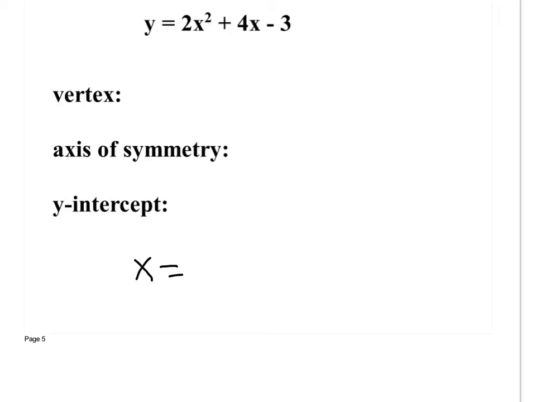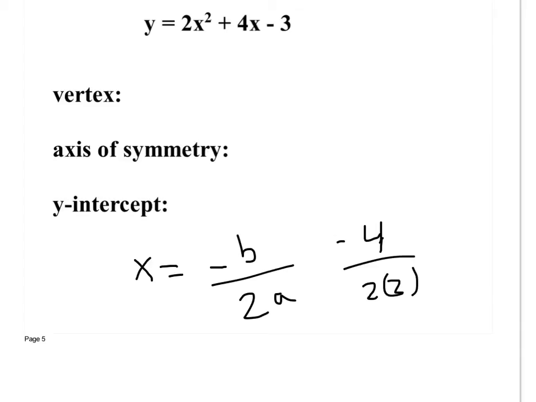x squared plus bx plus c. No, it's x equals negative b over 2a. So I take 4, it goes on top, and I take 2, it goes on bottom. What is negative 4 divided by 4? Negative 1. x equals negative 1. So that tells me my axis of symmetry.